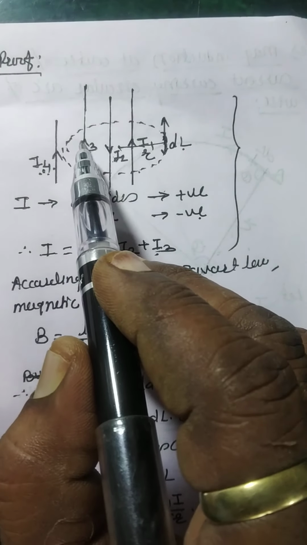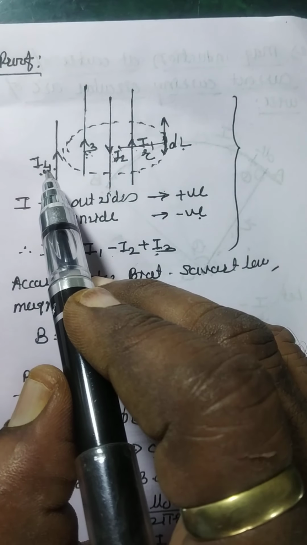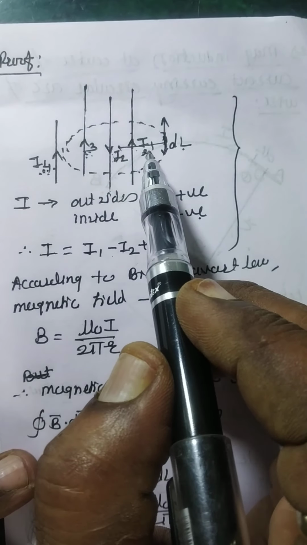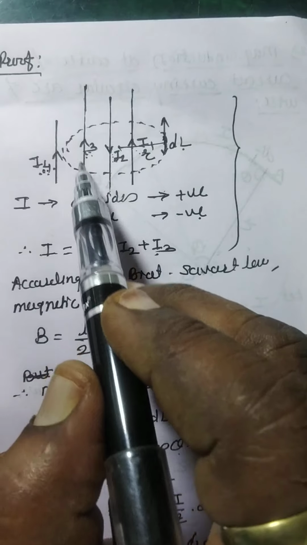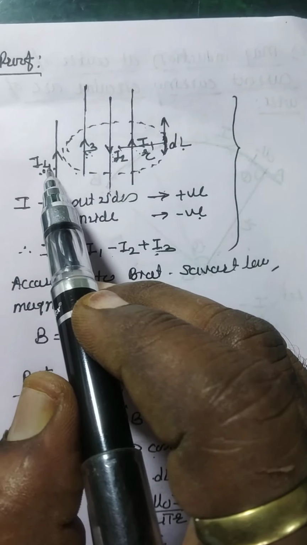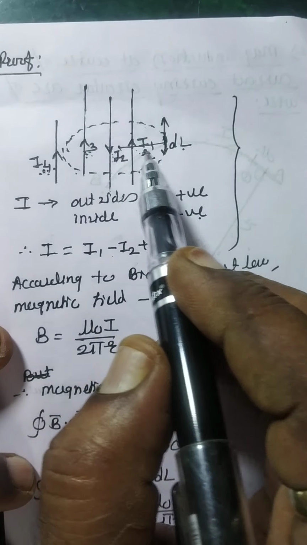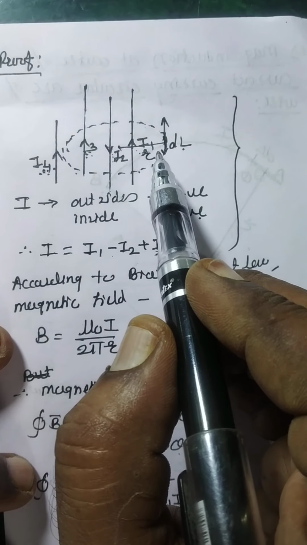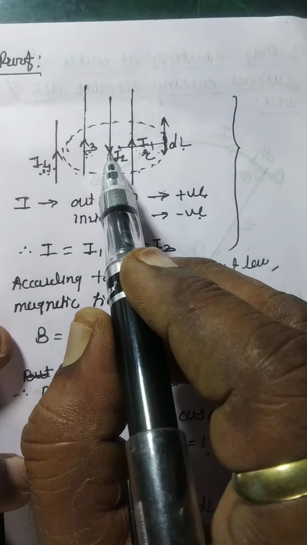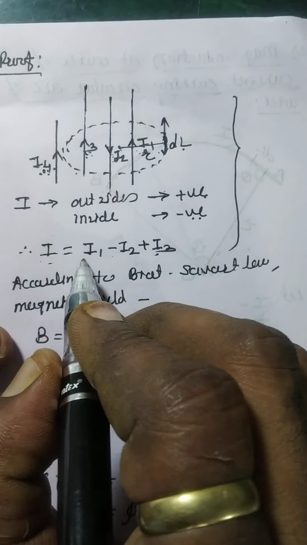Consider 4 straight current carrying conductors carrying currents I1, I2, I3, I4 such that currents I1, I2, I3 are within the loop, within the closed path, and I4 is out of the path. For simplicity, currents outside the plane are considered as positive, currents inward into the plane are considered as negative, and hence the resultant current is like this.